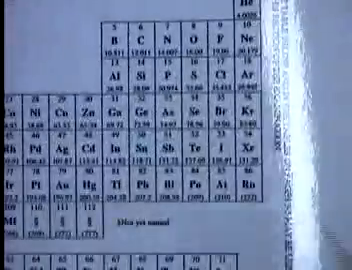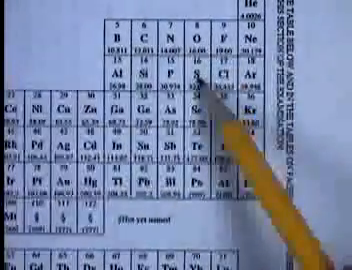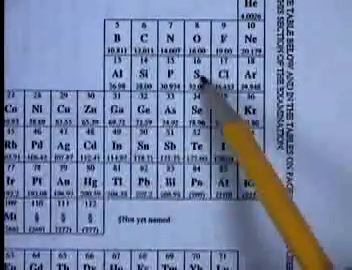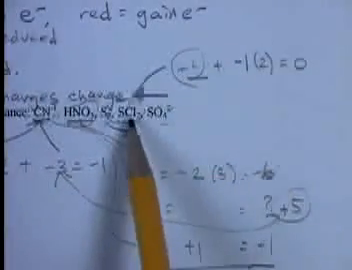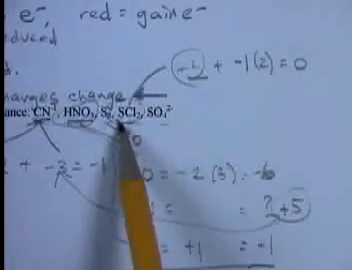Normally, you'd look at the periodic table and you'd say, oh, sulfur's right below oxygen. It's going to have a -2 charge. And you'd normally be correct. But when it's together with chlorine, which is more electronegative, sulfur takes on the positive charge.